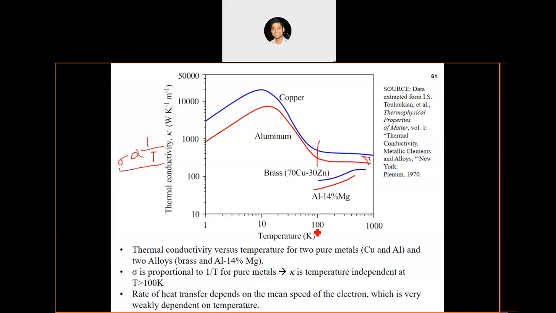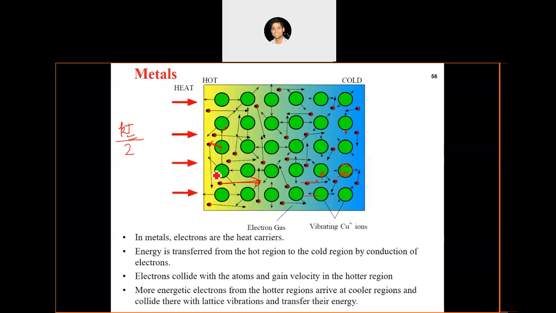We can see here that the rate of heat transfer depends on the mean speed of the electron, which is very weakly dependent on temperature. One physical reason through which we can explain this temperature independence of electron thermal conductivity is that, as we saw earlier, the speed of electrons is temperature independent, right? And in this case, the heat conduction depends on the electron velocity, because only how fast electrons are traveling will determine how fast the heat is transferred from the hot region to the cold region. In this picture, how fast the heat is transferred from this region to this region depends only on the velocity of electrons, right? And this velocity of electrons is only very weakly dependent on temperature. The gain in velocity comes from the collisions with these atoms, but not from the temperature.